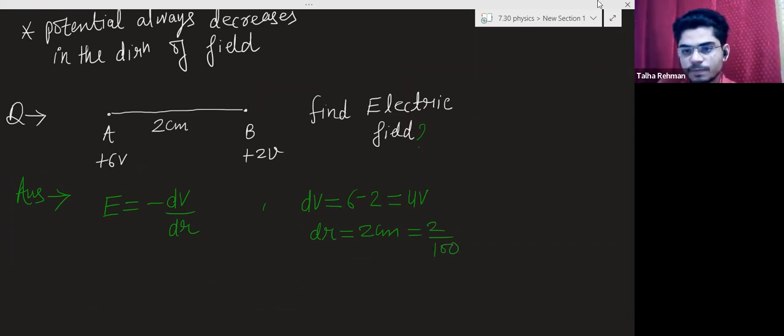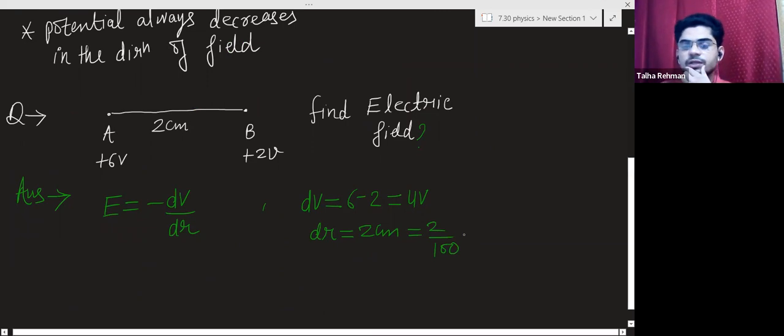Because in 1 meter there are 100 centimeters, so we will get 0.02 meter.